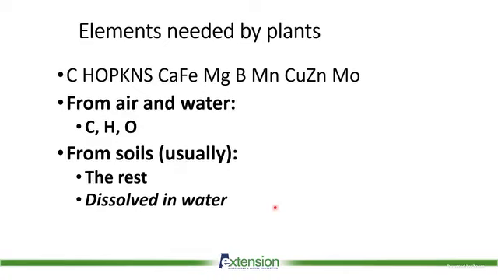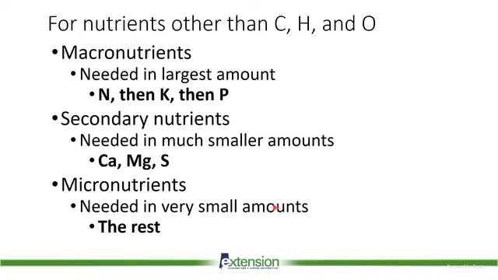Now, with turf, and with other crops too, you can get some absorption of nutrients through the foliage, but we're going to talk mostly about granular fertilizers here. And so these are going to be things that have to get into the soil solution and be absorbed through a plant's roots. Now, for turf, the nutrients that are needed in the largest amount, other than carbon, hydrogen, and oxygen, are nitrogen, and then potassium, and then phosphorus.